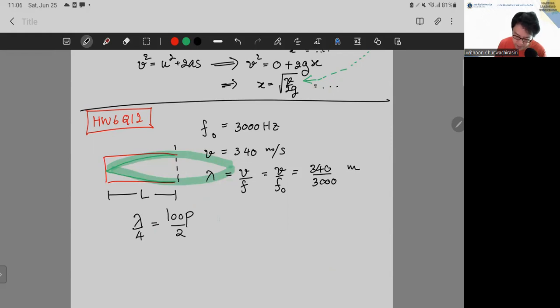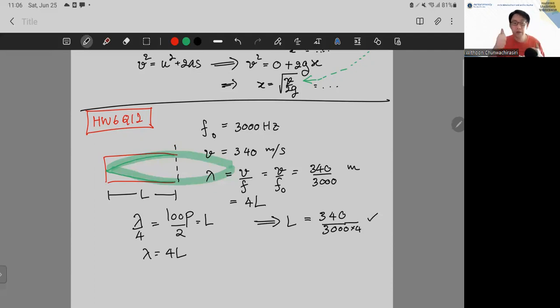And that means you can just take this to be the length of the tube. So lambda is 4 times the length of the tube. You take that, and it allows you to figure out the length of the tube. It's going to be 340 divided by 3000, and then divided by 4. And that's it. You are done.